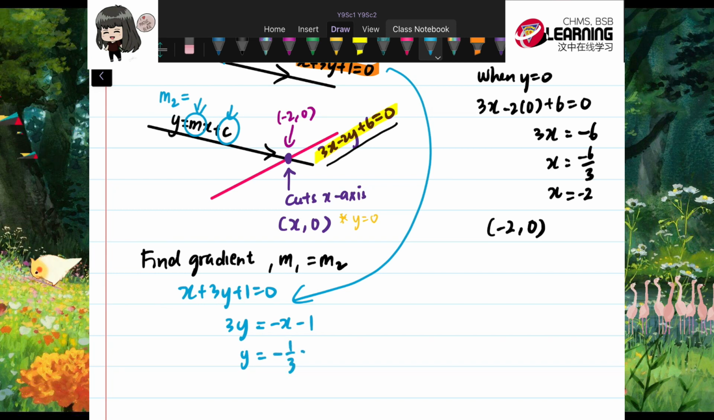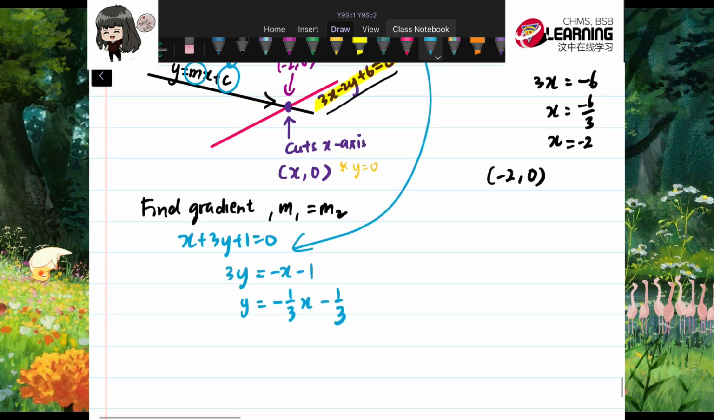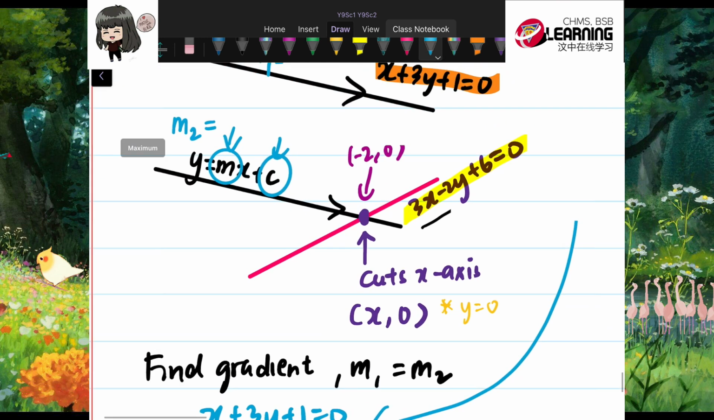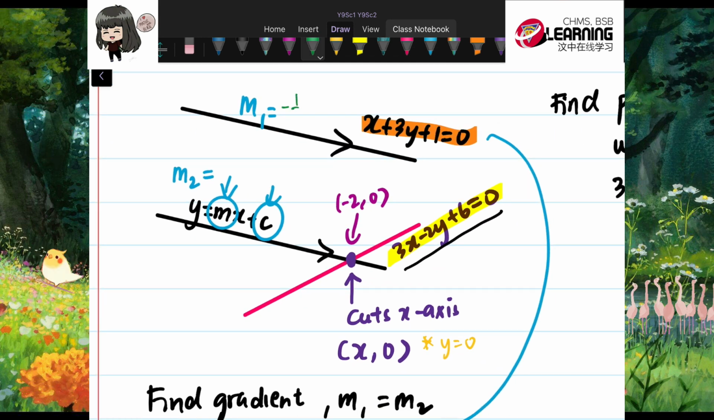So it's negative 1 over 3x minus 1 over 3. Okay, so our gradient here is negative 1 over 3. So my m2 is also negative 1 over 3. My m1 is negative 1 over 3, and my m2 is also negative 1 over 3. So we found our m. Now we need our c.